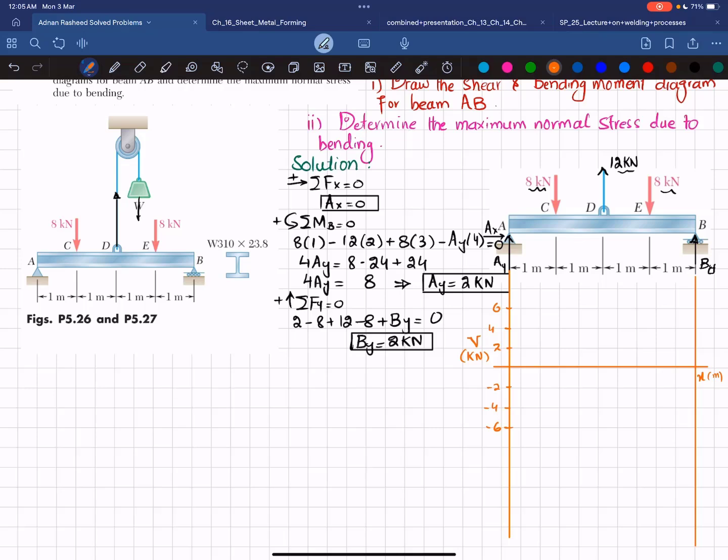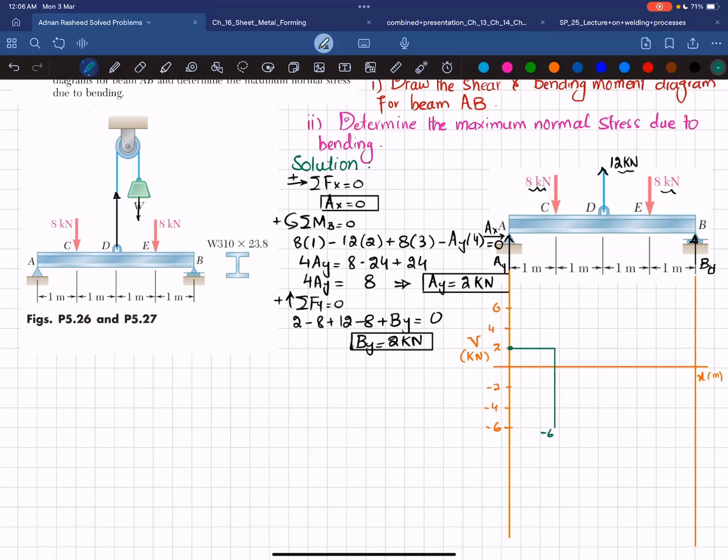Okay, starting from point A, you can see at A we have Ay which is 2 kilonewton. So I will draw 2 kilonewton. So this will be your first point. Now moving from A to C, there is no other force, so it will remain horizontal till point C. Let this be your point C. Okay, now you can see at point C we have -8 kilonewton. So 2 minus 8 will give you -6. So shear force will change from 2 to -6. So I will draw a vertical line from this.